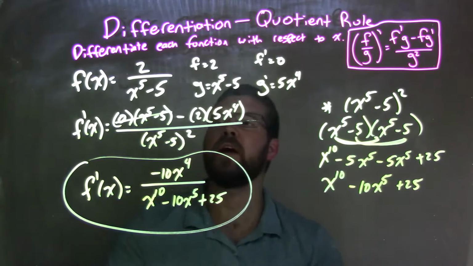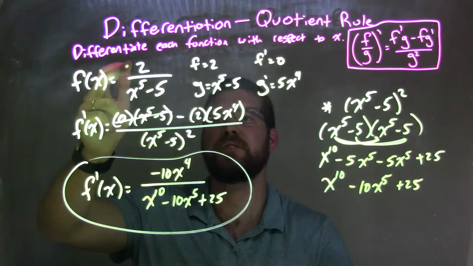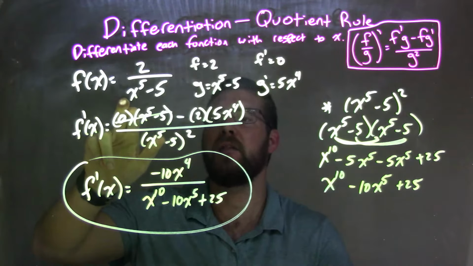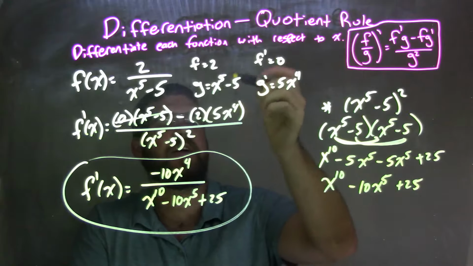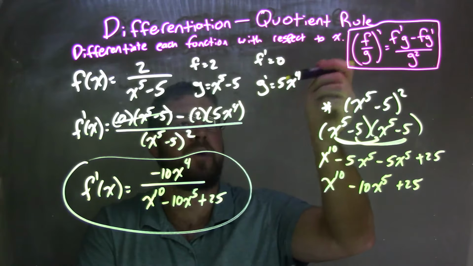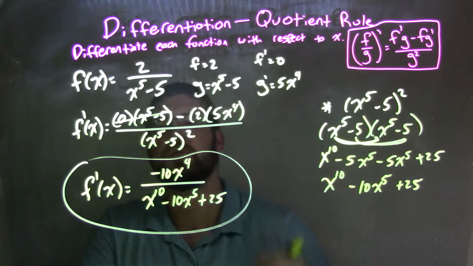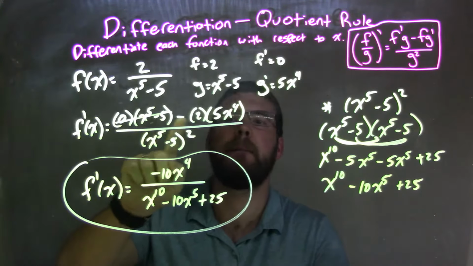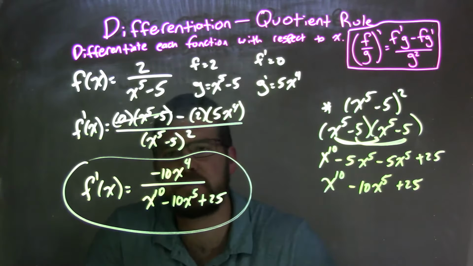So let's recap. We're given our function here, f of x, and it's equal to my top part, which is 2, which I labeled to be f, and my bottom part, which is labeled to be g, x to the fifth minus 5. Once I had my f and g, I needed to find f prime and g prime, which I did right there. Then I applied the quotient rule, plugged them back in, so we have f prime g minus f g prime all over g squared.